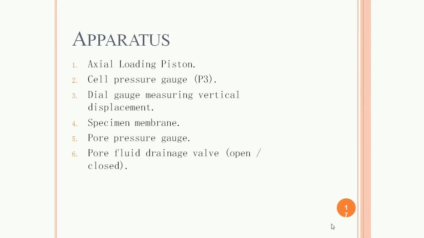First we will focus on which apparatus is used for the triaxial compression test. It requires an axial loading piston, then a cell pressure gauge, then a dial gauge measuring vertical displacement. I will show you in the figure as well. Then the specimen membrane, then the pore pressure gauge, then the pore fluid drainage valve, open and closed valve.